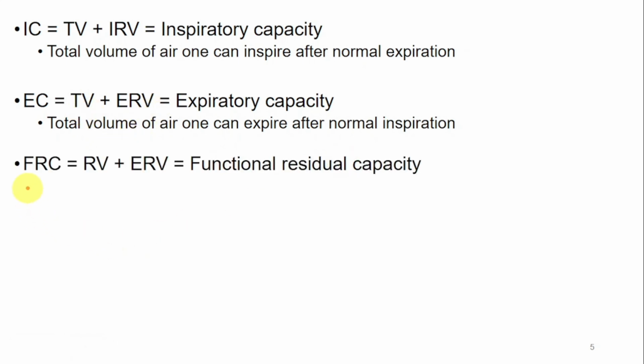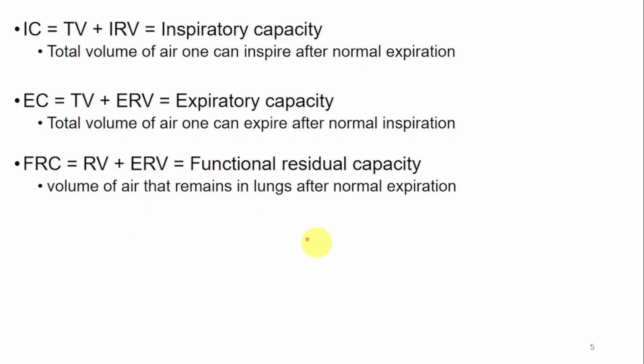Then comes FRC. The full form is functional residual capacity. So it is RV plus ERV. So the definition will go in this way: the volume of air that remains in lung after normal expiration. See, normal expiration. In normal expiration, you will have RV plus ERV. If you do a forcible expiration, then the volume which remains is only RV. Okay. So when you're breathing normally, then you will have RV, the residual volume, plus ERV. Both will be in your lungs.